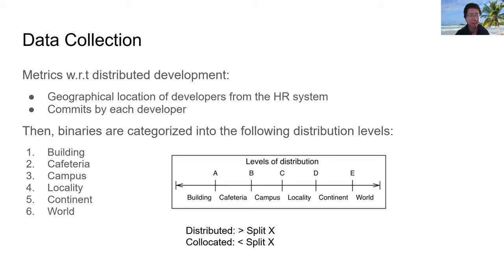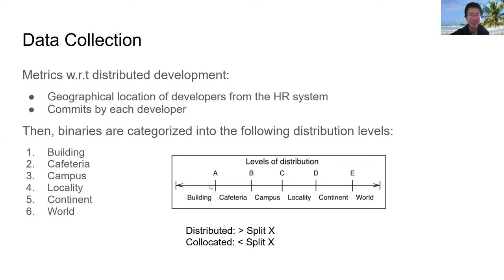And so for campus, it means the binary is developed by developers in the same campus. And then they have six levels of distribution, and they use five different splits to decide. For example, for A, it means that for levels less than A, like only buildings, they consider them as distributed. And for any other levels greater than A, they consider the other side.